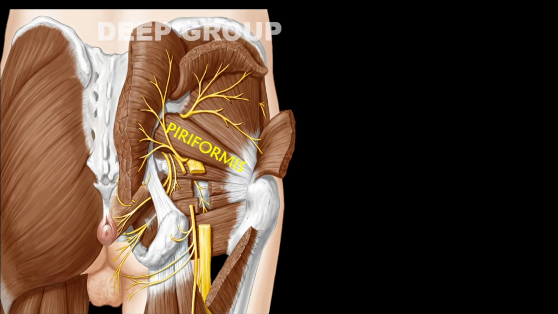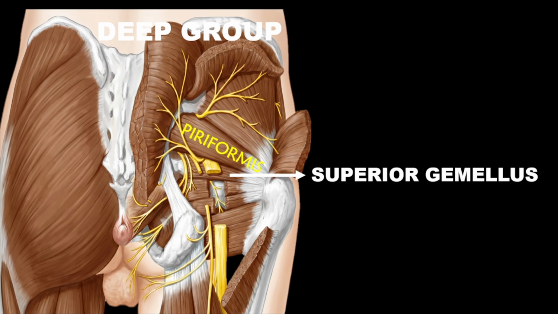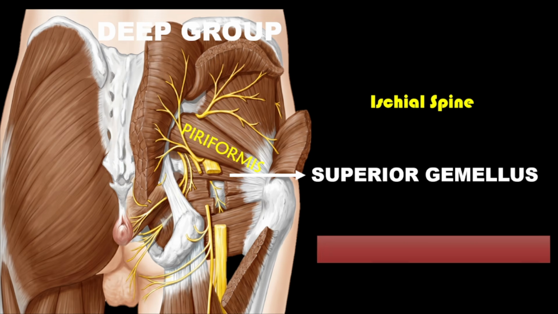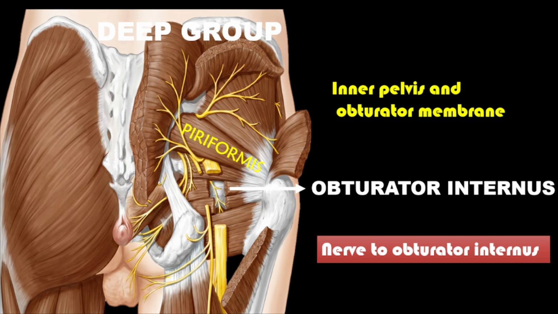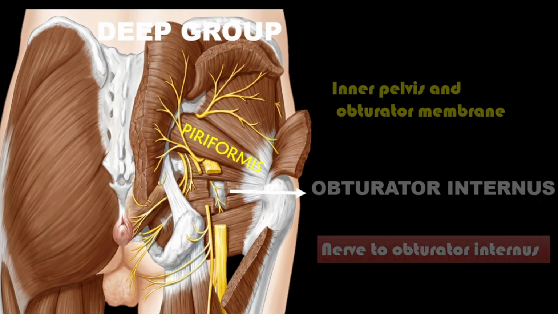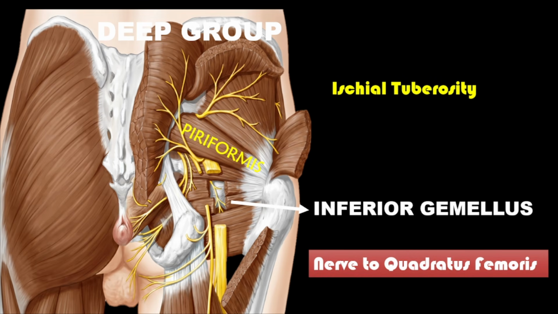The superior gemellus lies immediately below the sciatic nerve. It arises from the spine of the ischium. It is innervated by the nerve to obturator internus. The obturator internus originates from the pelvic aspect of the obturator membrane and the pelvic bones surrounding the obturator foramen. Innervation is by the nerve to the obturator internus, L5 and S1. The inferior gemellus arises from the ischial tuberosity. It is innervated by the nerve to quadratus femoris.